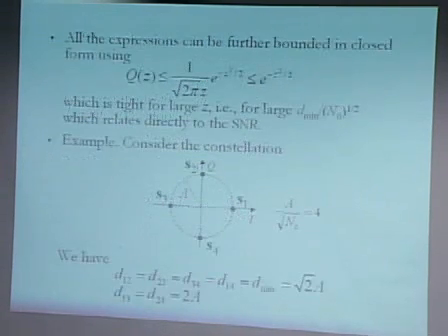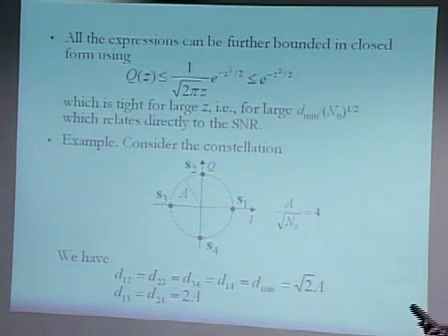So to get closed form, we can actually approximate the Q function using this exponential. And I believe we saw this formula earlier in the course. So the Q function of z can be approximated by 1 over root of 2 pi z times this exponential of minus z squared. It's basically a Gaussian, right? And this is pretty tight for large z. So this approximation is very useful at high SNR.